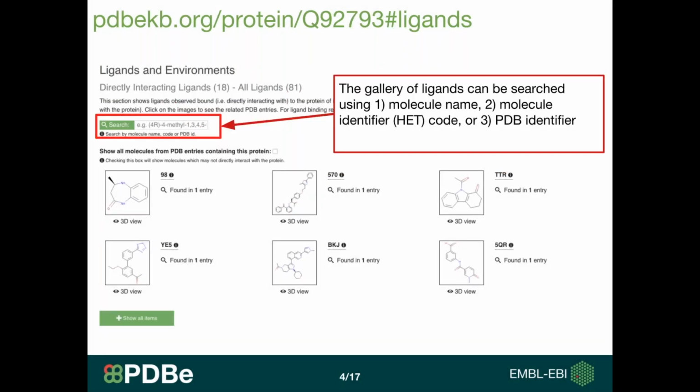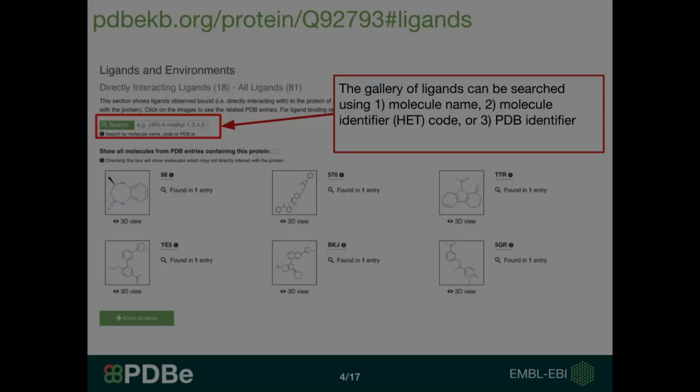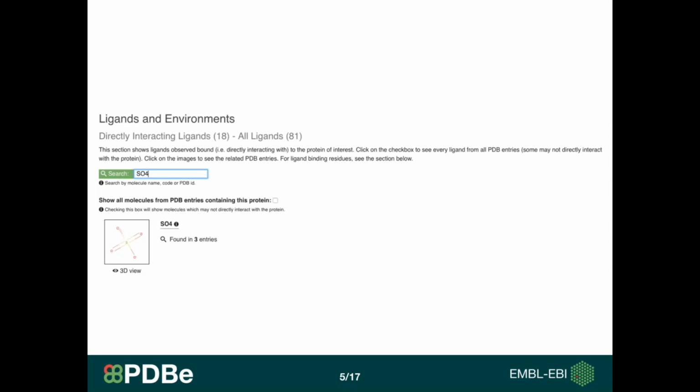There is a search field which you can use to filter the gallery, this being the gallery, and you can use either the molecule name, the unique molecule code, which we refer to as het code, or the PDB identifier. Using any of these, we filter the gallery underneath. So for example, starting to type in sulfate, it will filter down the gallery to that specific ligand.